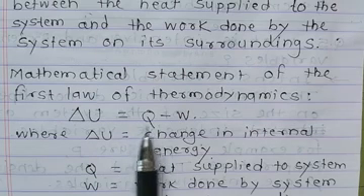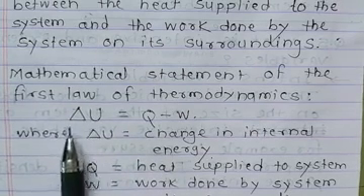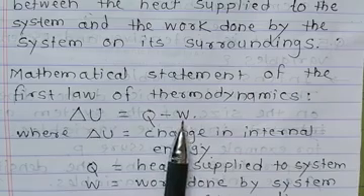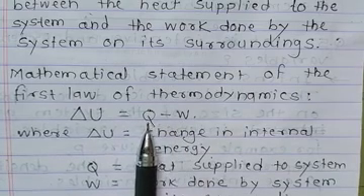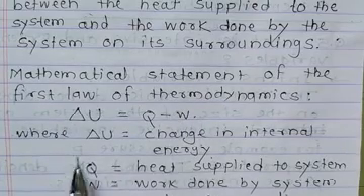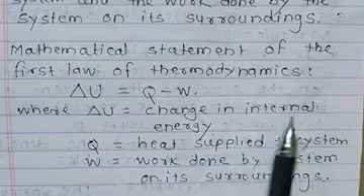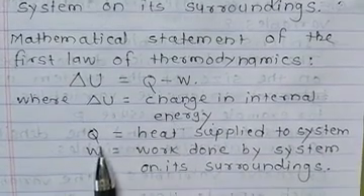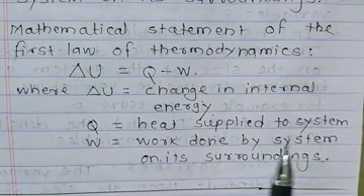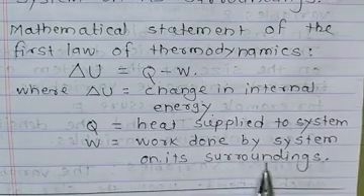Mathematical statement, let me say it this way. Delta U, that means change in internal energy, is the difference between heat supplied and work done by the system on its surroundings, where delta U is change in internal energy, Q is heat supplied to the system, and W is equal to work done by the system on its surroundings.